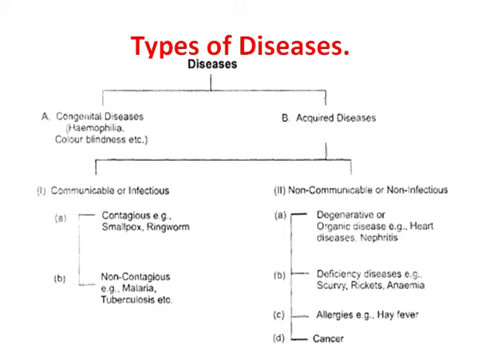Then the second one is non-infectious diseases. These diseases, generally they are called metabolic diseases. The non-infectious diseases are restricted to the particular individual, to that person only. So they do not spread from one person to another person.